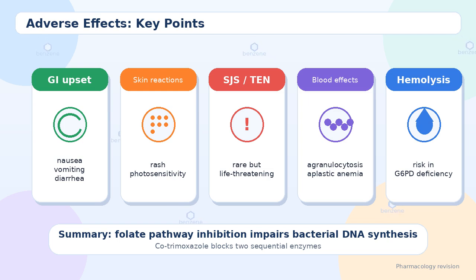In summary, sulfonamides and co-trimoxazole inhibit folate synthesis, impair nucleic acid production, and stop bacterial growth. Co-trimoxazole is powerful because it blocks two sequential enzymes in the same pathway.